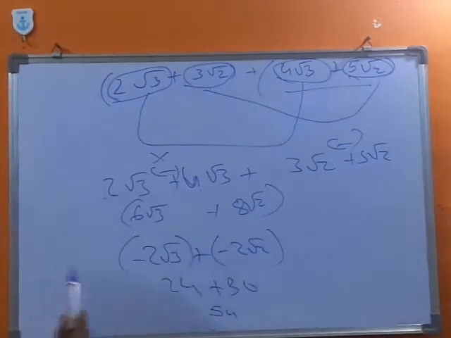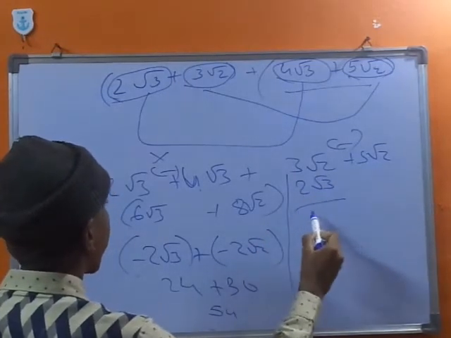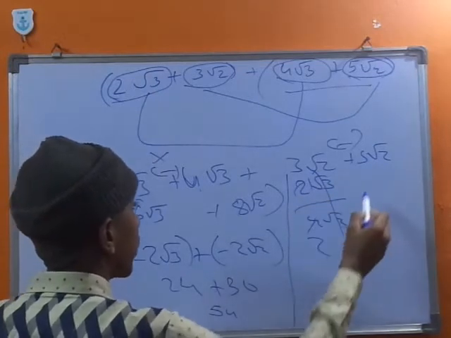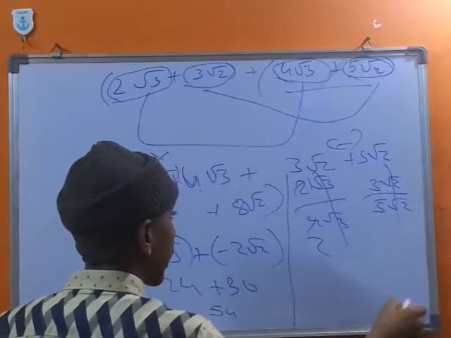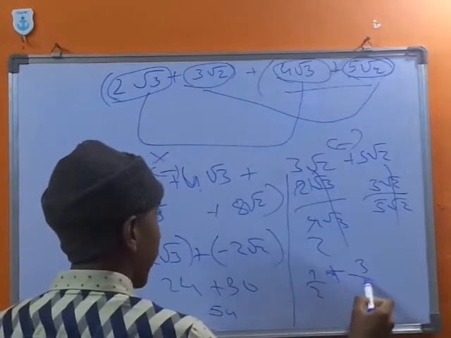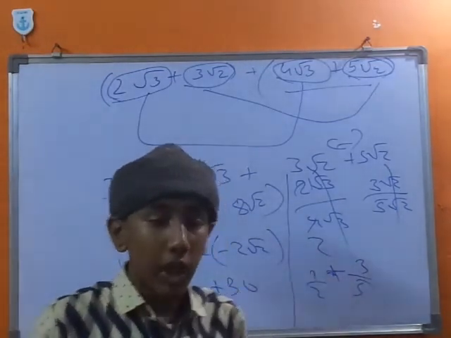And it's the same in division too. 2 root 3 by 4 root 3 cancel out, 1 by 2, and 3 root 2 by 5 root 2, these two cancel out, and 1 by 2 plus 3 by 5. We can use the regular LCM method and solve.